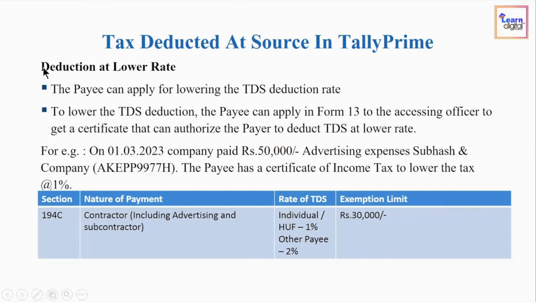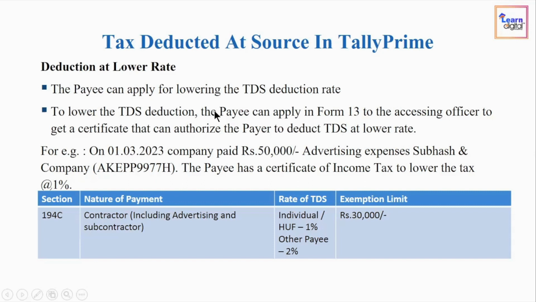So let's start. Deduction at lower rate. The payee can apply. Payee means the person who receives the money. The payee can apply for lowering the TDS deduction rate. To lower this TDS deduction, the payee can apply in form number 13. Which form is used? Form number 13 is used to approach the assessing officer to get a certificate that can authorize the payer to deduct TDS at low rate.